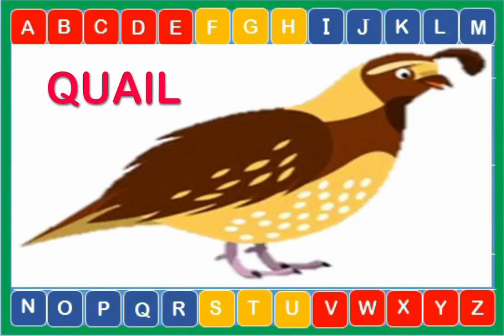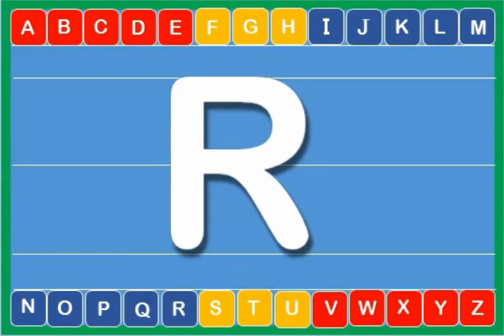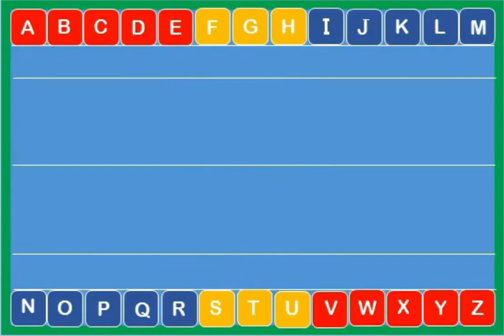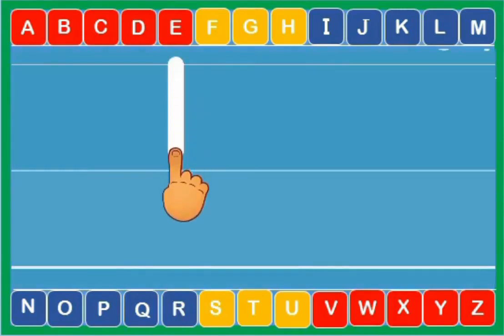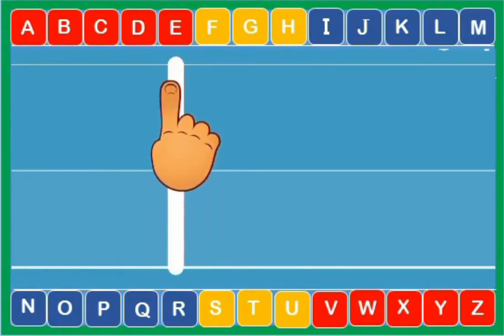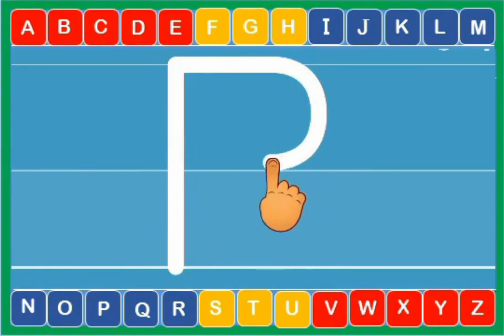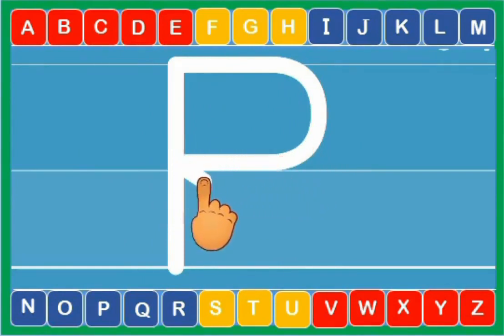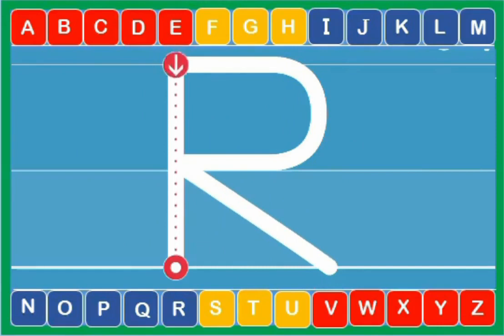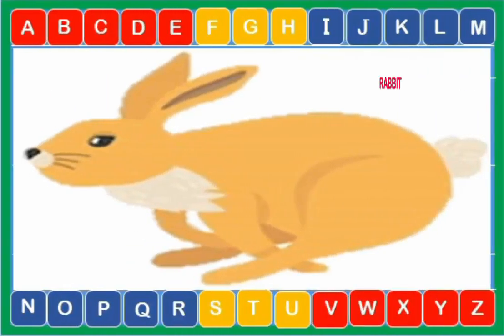Next is letter R. A stroke down, upper right curve, and lower right stroke. R for rabbits.